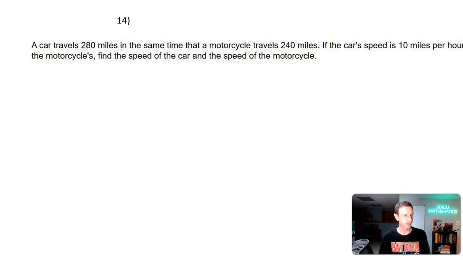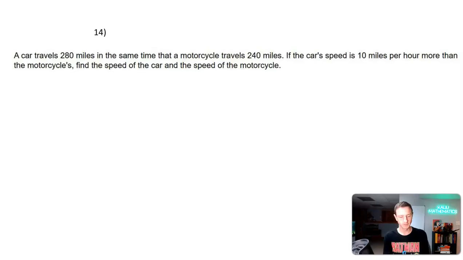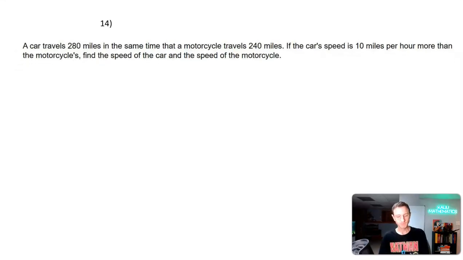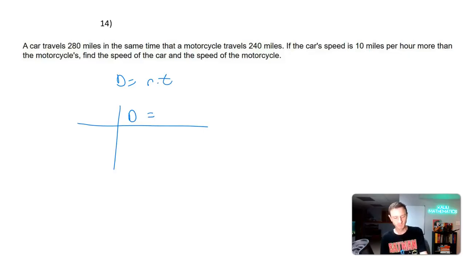A car travels 280 miles in the same time that a motorcycle travels 240 miles. If the car's speed is 10 miles per hour more than the motorcycle's, find the speed of the car and the speed of the motorcycle. So this is a distance equals rate times time problem. So let's gather all the information.